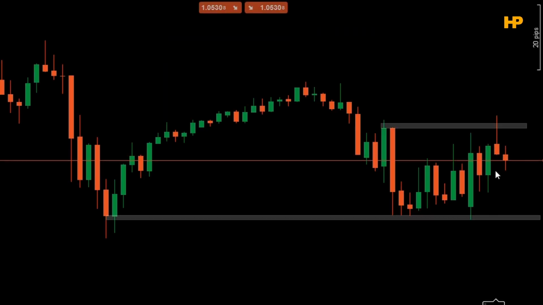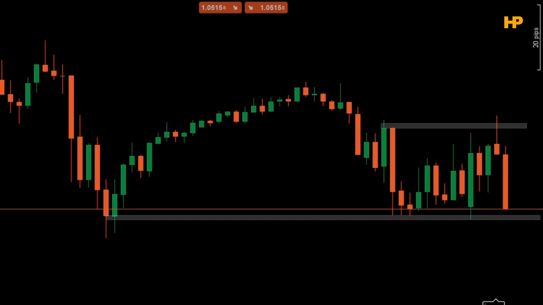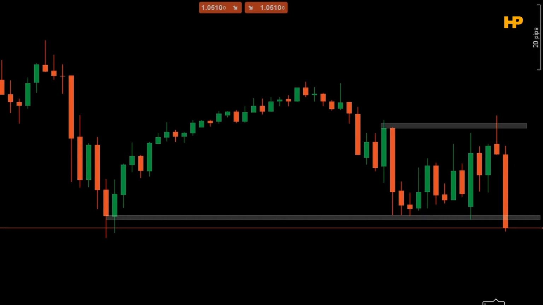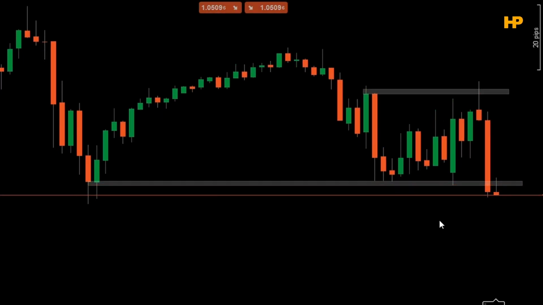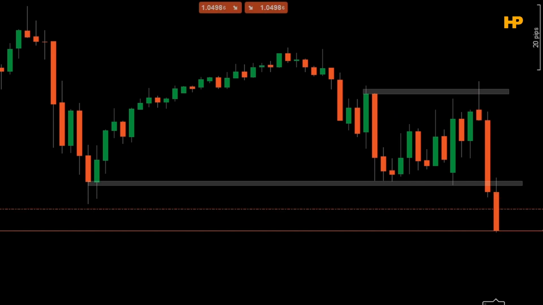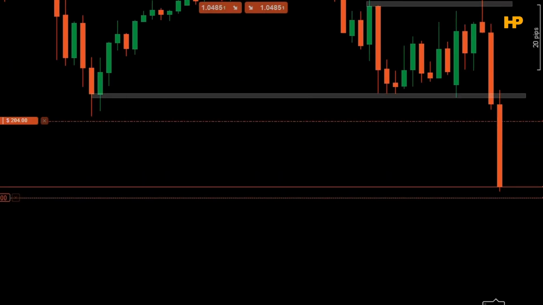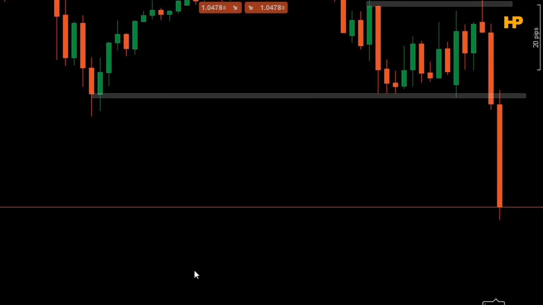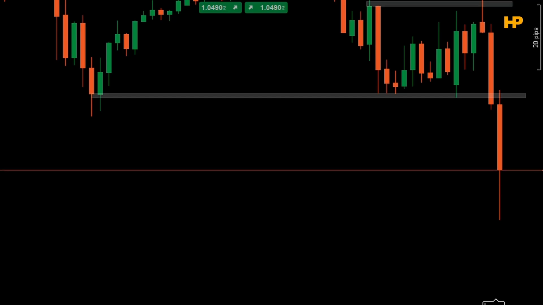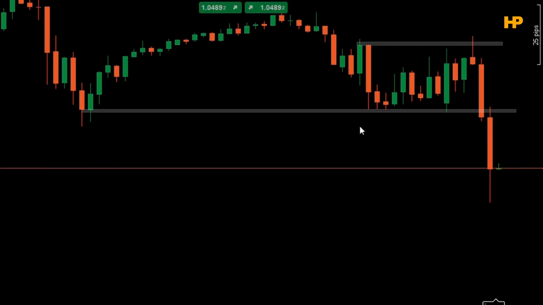Chapter 1: Identification of Institutional Support and Resistance. Welcome to Chapter 1: Identifying Institutional Support and Resistance. These are the levels where the big players, the banks, hedge funds, and institutions, place their orders. Mastering this skill is the foundation of advanced forex trading. Let's break it down with 5 key rules to ensure your chart screams opportunity.